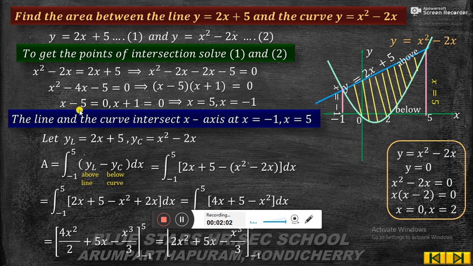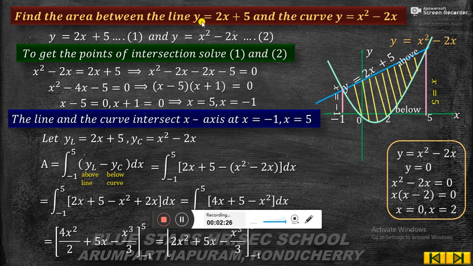So the next step, x minus 5 equal to 0, x plus 1 equal to 0. Which implies, the minus 5 goes to the right hand side, so x equal to 5, and the plus 1 goes to the right hand side, so x equal to minus 1. So x equal to 5, x equal to minus 1. The line and the curve intersect at x equal to 5 and x equal to minus 1.